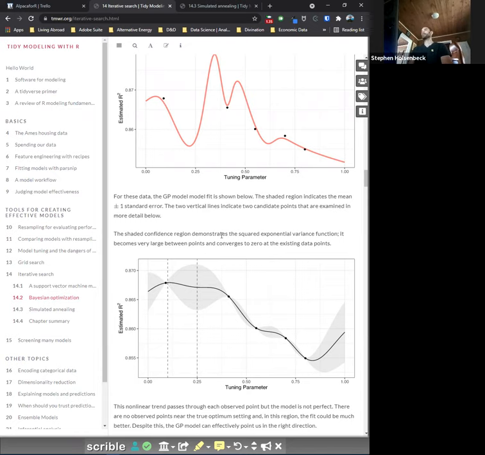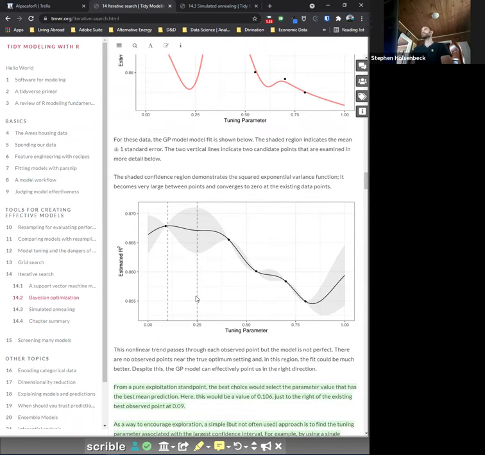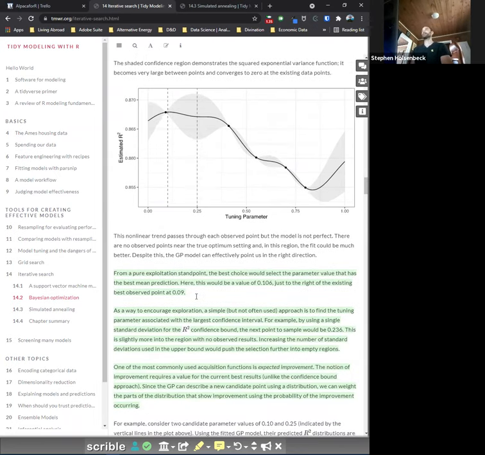The shaded confidence region demonstrates the squared exponential variance function. It becomes very large between points and converges at 0 at the existing points. So the larger the distance between, the larger the variance, as shown from that function above.